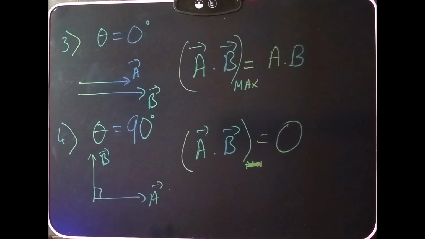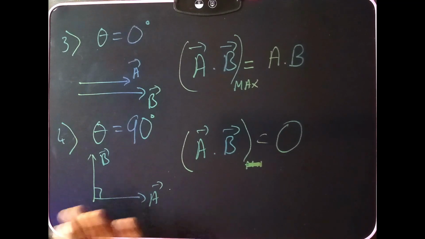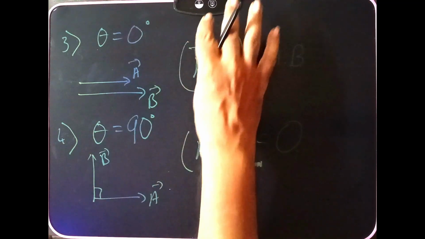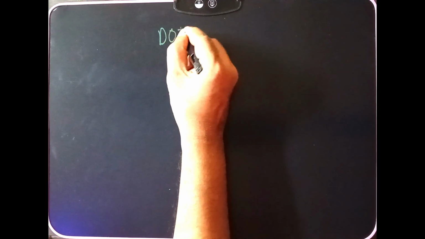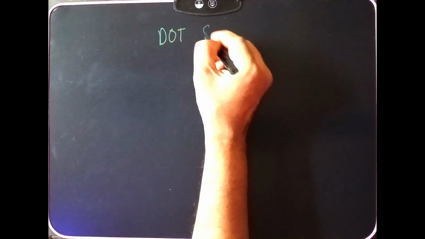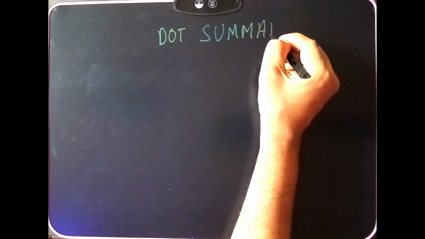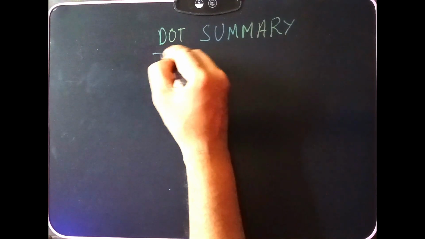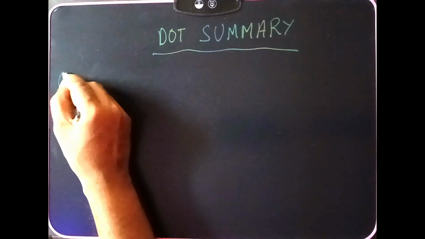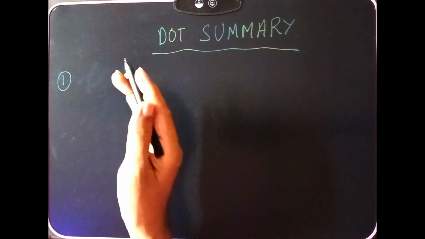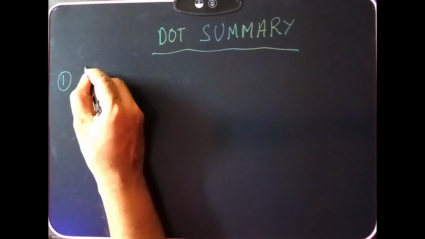So now that we have understood the various properties of dot product, in our next session we are going to cover cross product. Okay, this was all about dot product. Let me summarize it. This is the dot summary. There are two ways to multiply. One way is the dot, which is a scalar product.